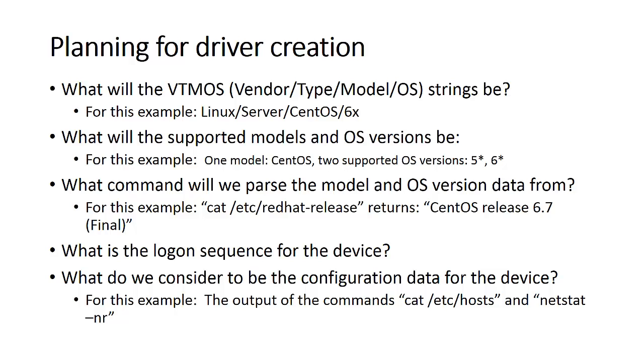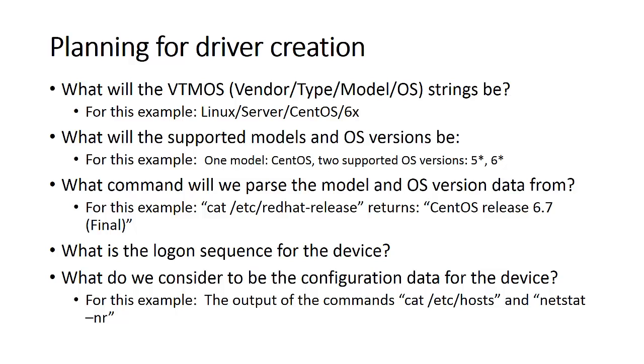It is possible for drivers to support multiple models and OS versions if the behavior and CLI commands for those models and OS versions are very similar. In this example, we will support one model, CentOS, and two OS versions, 5.x and 6.x. Next, decide how your new driver will verify the model and OS version information when communicating with the device. Typically, you need to identify CLI command output that contains exact or wildcard matches for the model and OS version strings. There are ways to map or replace strings found in the command output, but we will not cover that topic in this example. In this example, we will use the output of the command cat /etc/redhat-release, since that output contains matches for both the model and the OS version strings.